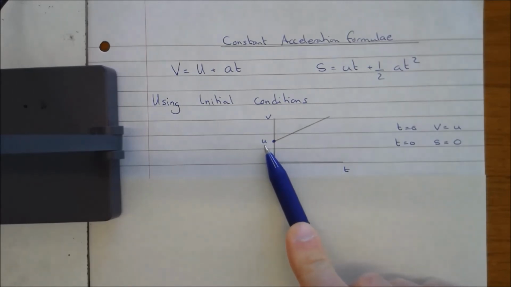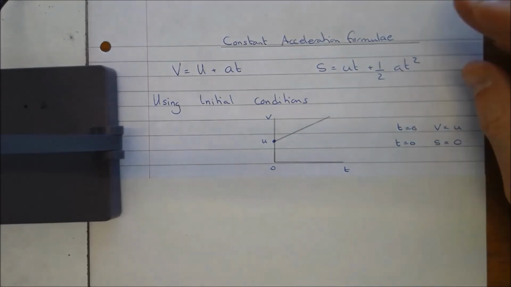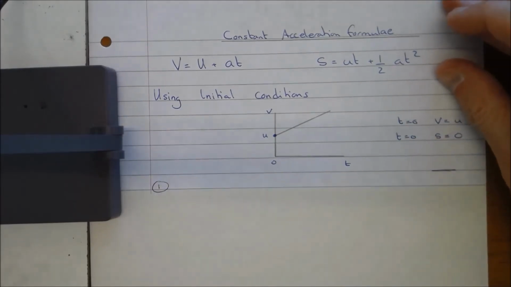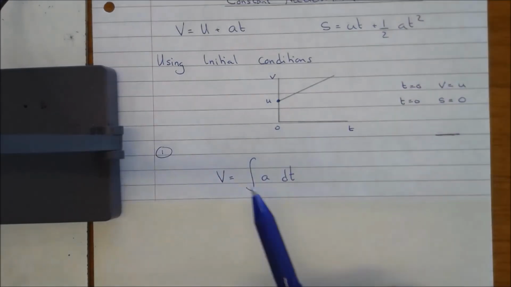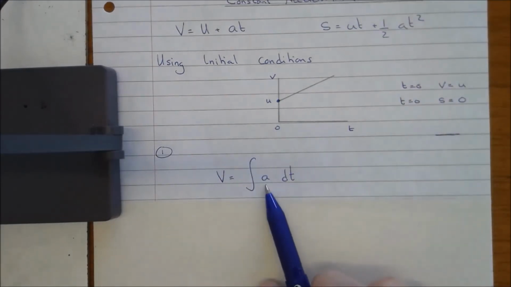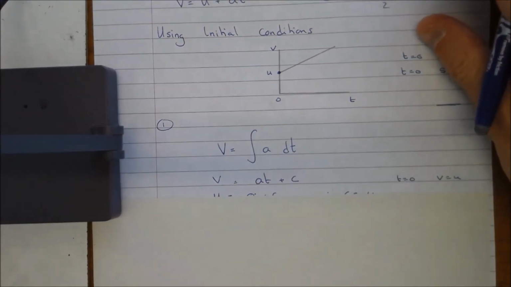So we have constant acceleration. So if we integrate acceleration with respect to time, we should get velocity. That gives us v equals at plus c. But our initial conditions, as we stated, when t equals 0, v equals u. Substitute in, we then get v equals u plus at.